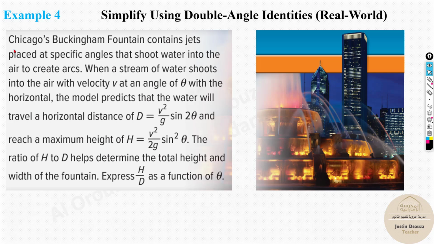Now we will solve a real world problem. Here we have Chicago's Buckingham Fountain, which contains jets placed at specific angles that shoot water into the air to create arcs. You can see over here. When the stream of water shoots into the air with velocity v at an angle of theta with the horizontal, the model predicts that the water will travel a horizontal distance of d equals v squared by g sine 2 theta and reach a maximum height of h equals v squared by 2g sine squared theta. The ratio of h to d, h divided by d, helps determine the total height and the width of the fountain. Express h by d as a function of theta.